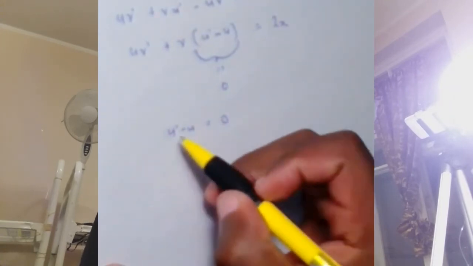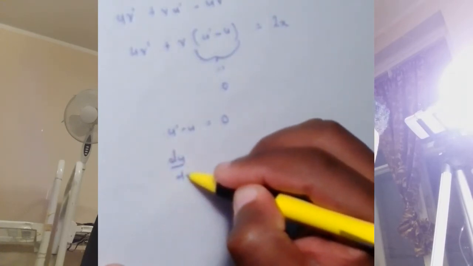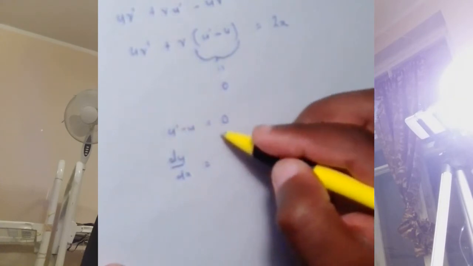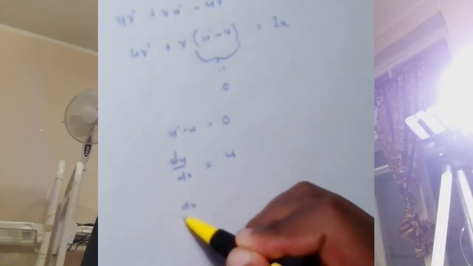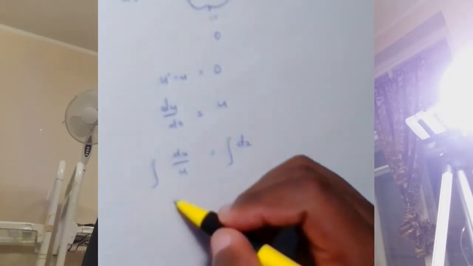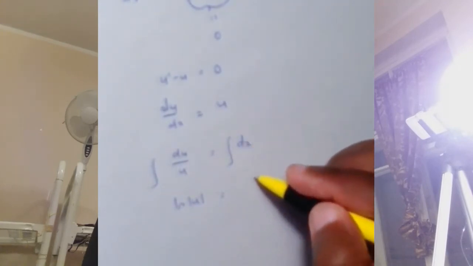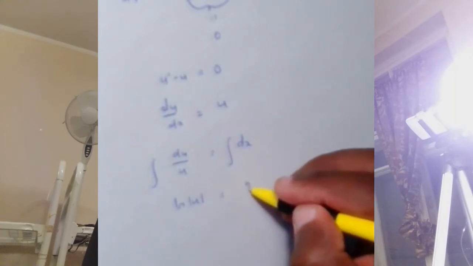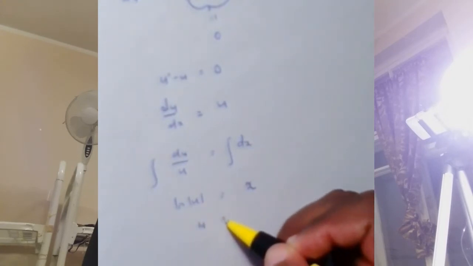And once I have this, like we have shown below, du dx is equal to u. Once I have this, I can actually split, and I'll have du divided by u is equal to dx. Then integrating both sides, I'll have ln modulus of u is equal to the integral of dx, which gives me x, and from this u would be equal to the exponent of x.